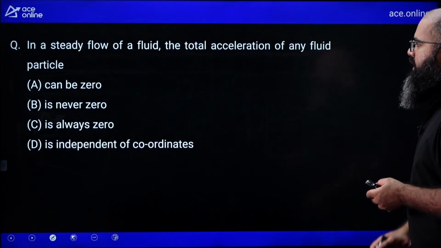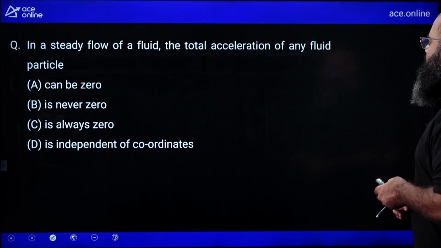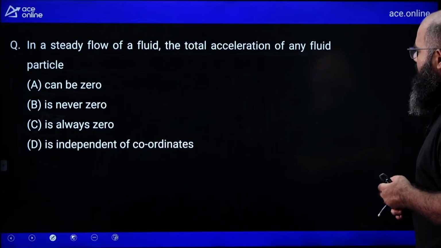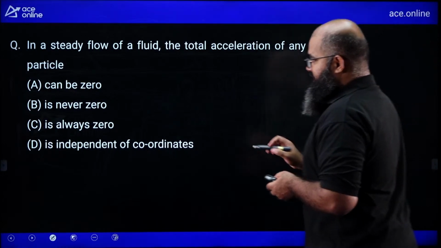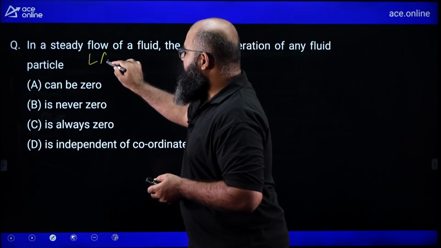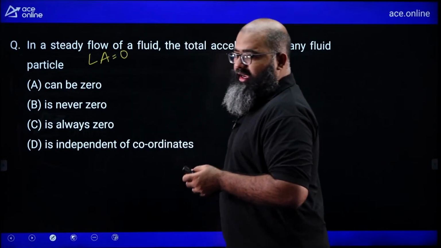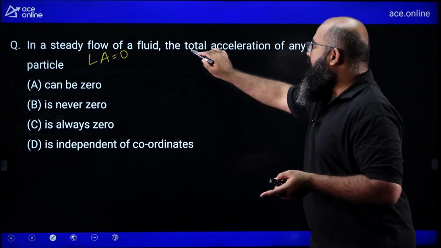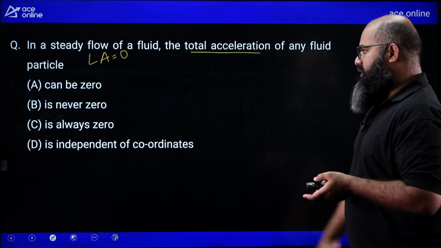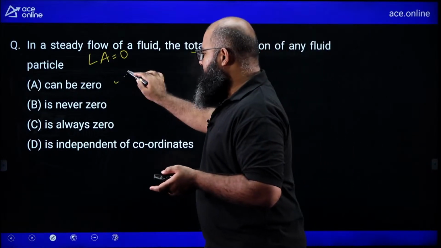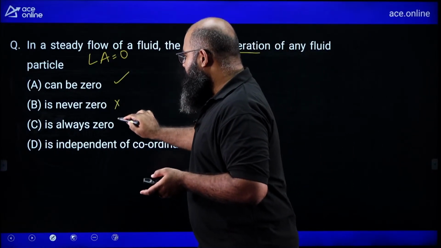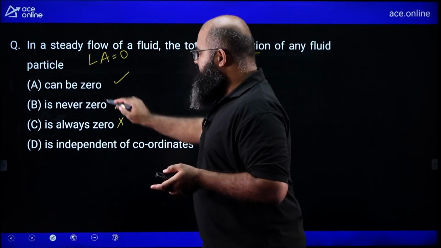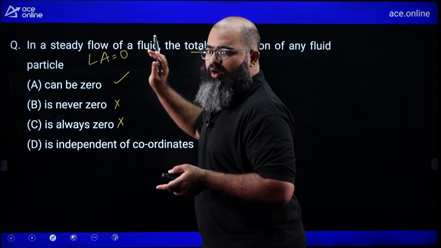Moving further, in a steady flow of fluid, the total acceleration of any fluid particle. Now you see, steady flow guarantees local acceleration is equal to 0. It does not guarantee anything regarding convective acceleration. So total acceleration may be 0, may not be 0. So can be 0 is fine. Is never 0 is wrong. Likewise, always 0 is wrong, because you see, this cannot be guaranteed by steady flow alone.